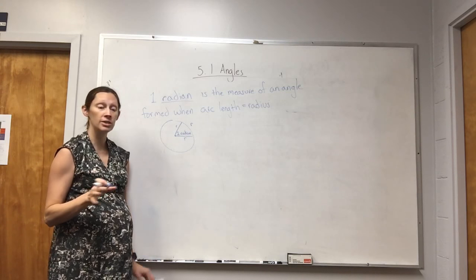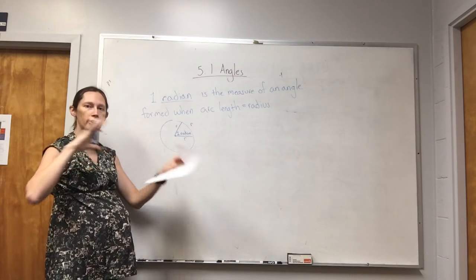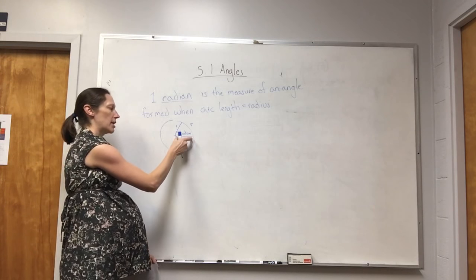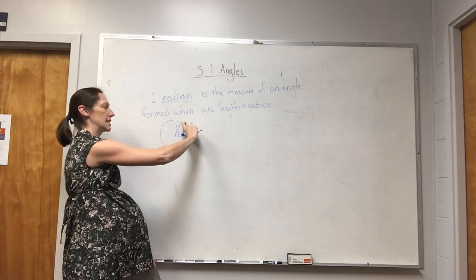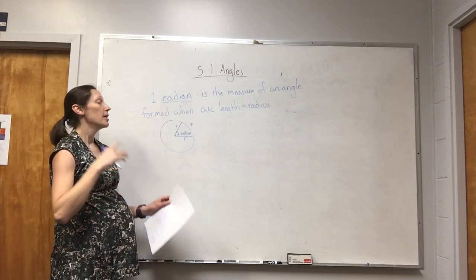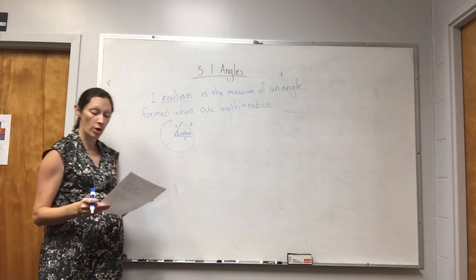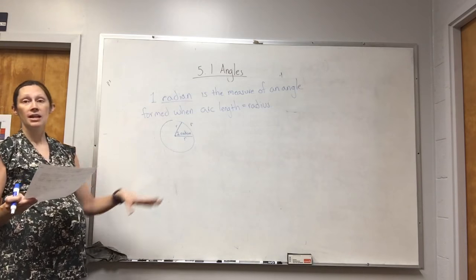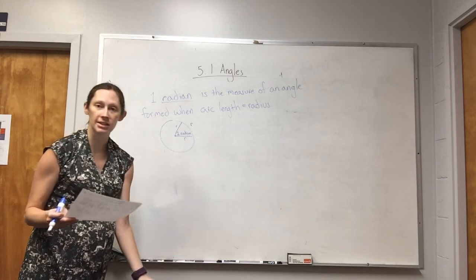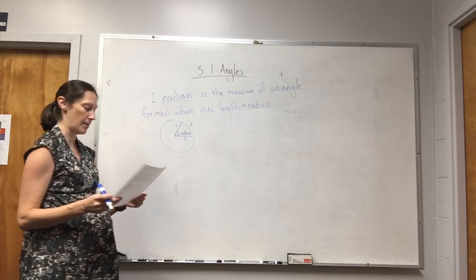And that will be true for any circle, no matter how big or how small I drew that circle, as long as the radius here is the same distance as the arc length there, then I'm going to get an angle that is 1 radian, okay? So radians have this nice symmetry versus the 360 has this nice history, okay?